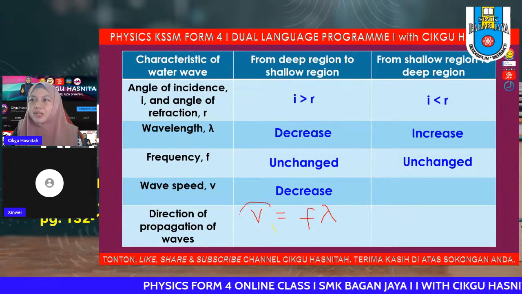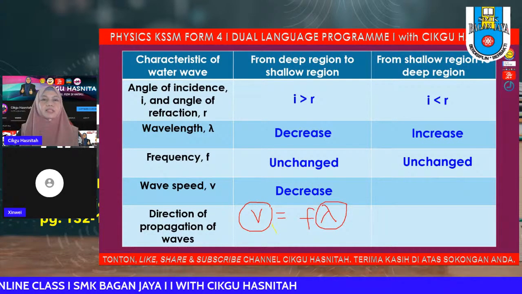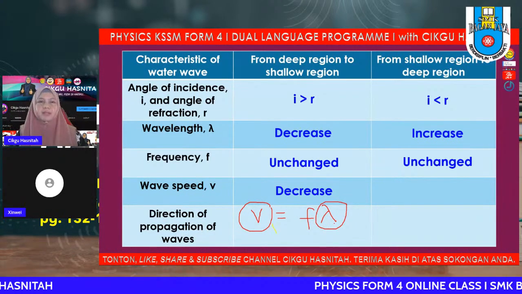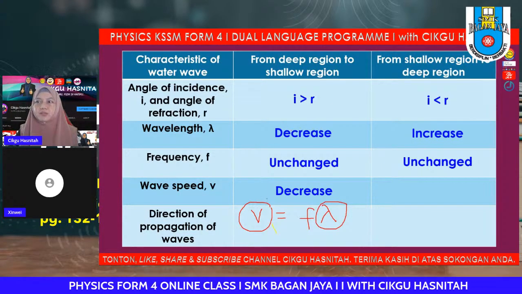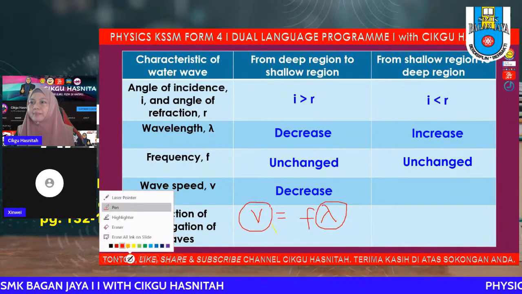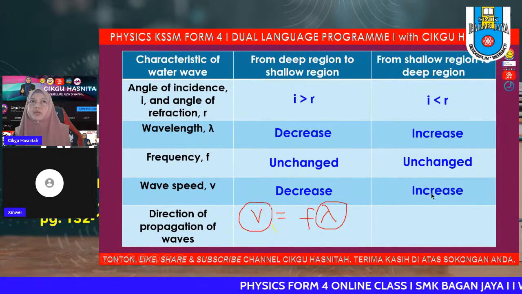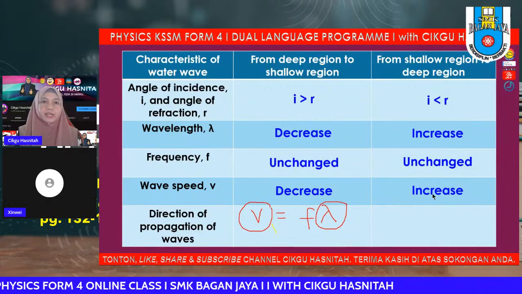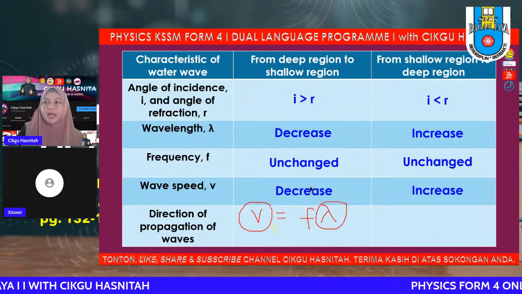Students, what is the relationship between v and lambda here? They are in the same line, right? It means that when v increases, lambda also increases, so they are directly proportional. So if the wavelength decreases, the speed decreases too. While from shallow to deep, it will increase. From shallow to deep region, the speed increases. It means that a water wave travels at a higher speed in a deep region, and at a lower speed in a shallow region.